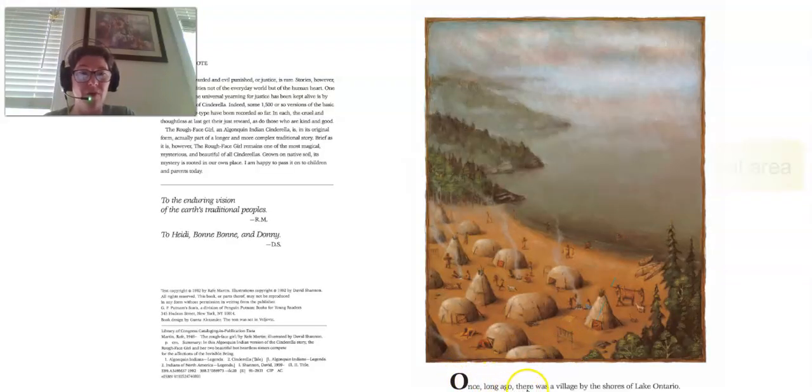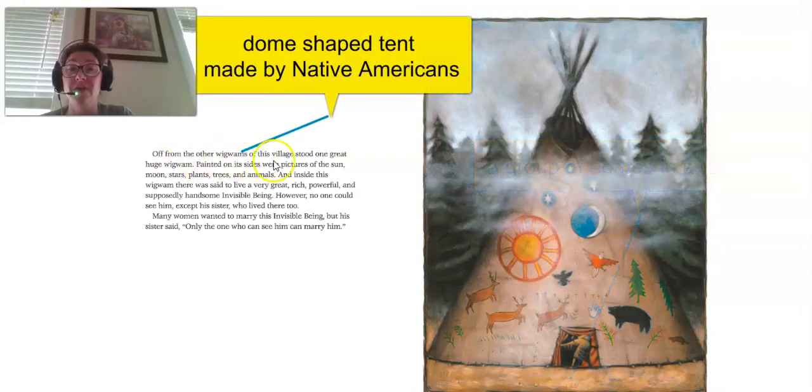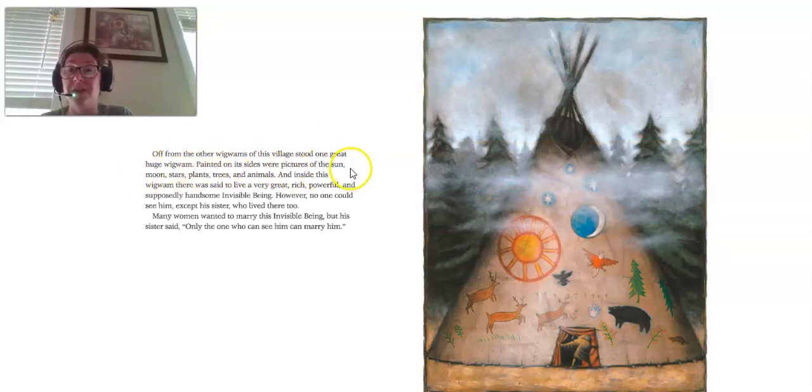Once, long ago, there was a village by the shores of Lake Ontario. Off from the other wigwams of this village stood one great huge wigwam. Painted on its sides were pictures of the sun, moon, stars, plants, trees, and animals. And inside this wigwam there was said to live a great, rich, powerful, and supposedly handsome invisible being. However, no one could see him except his sister, who lived there too. Many people wanted to marry this invisible being, but his sister said only the one who can see him can marry him.